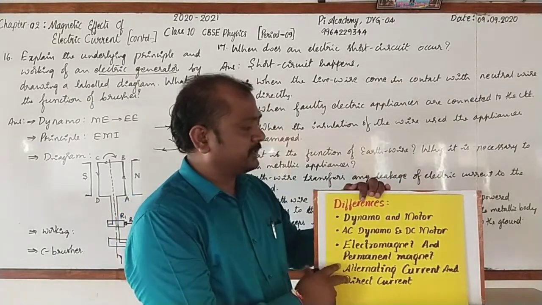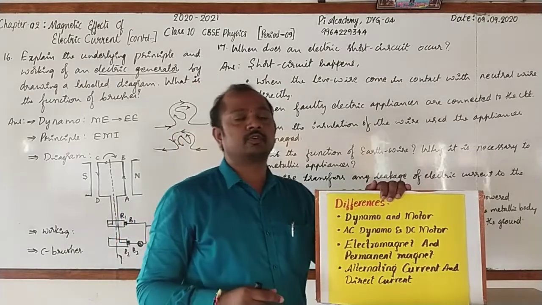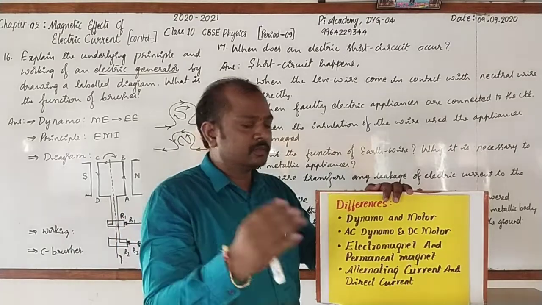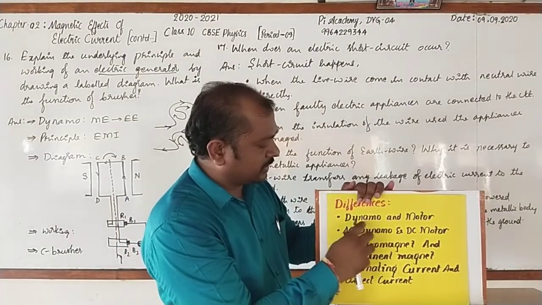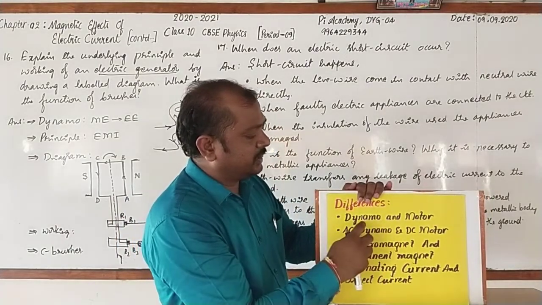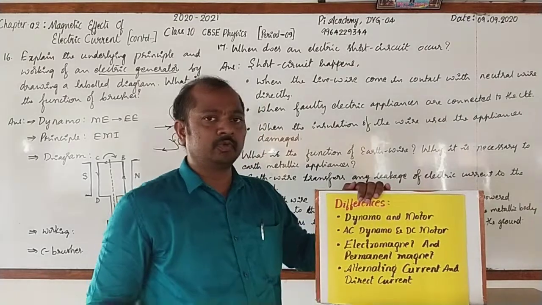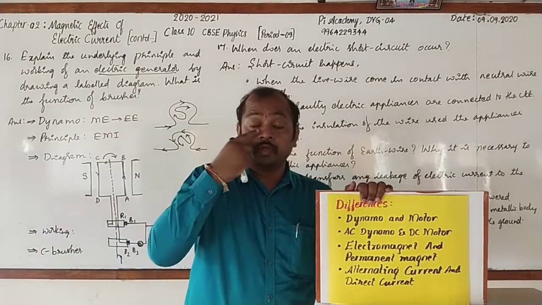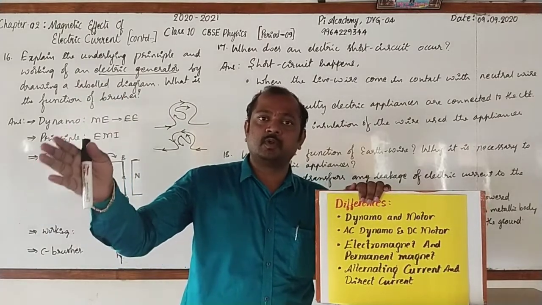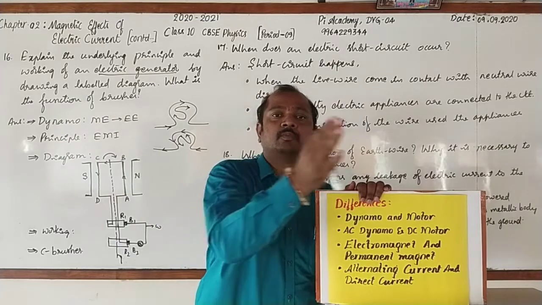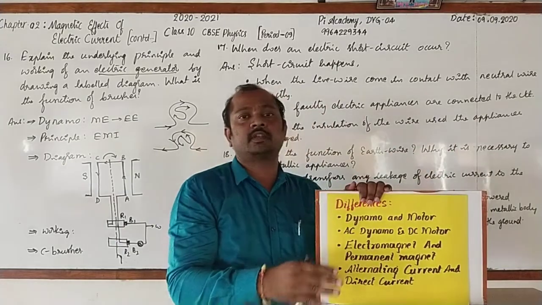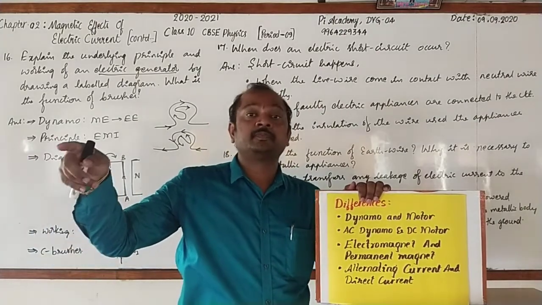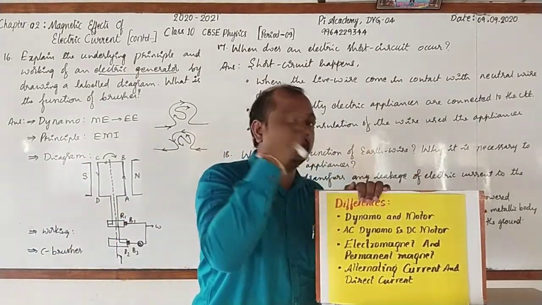Then apart from this, in this chapter, we will also come across some differences between some factors. First, look here, regarding the differences between dynamo and motor. Very simple. A dynamo is a device which converts mechanical energy into electrical energy. A motor is a device which converts electrical energy into mechanical energy. Here the current is produced, here the current is used.